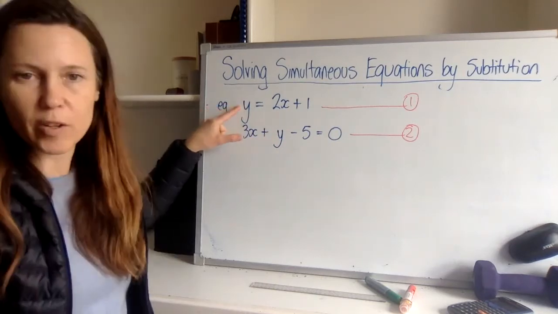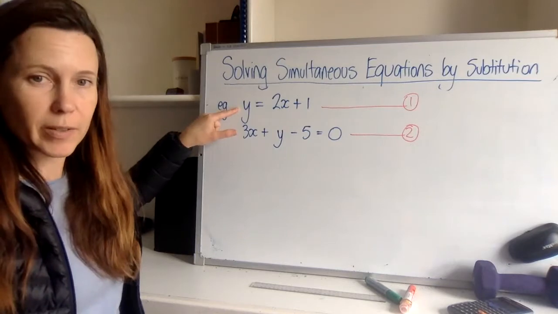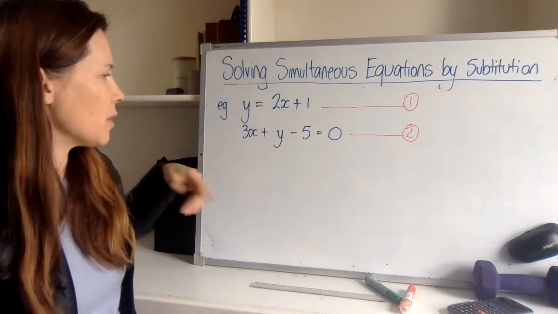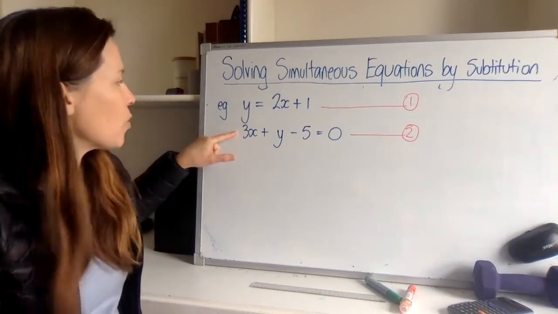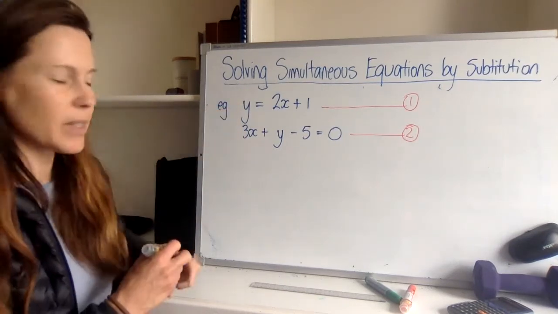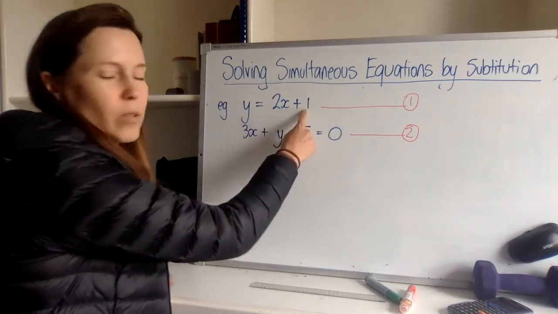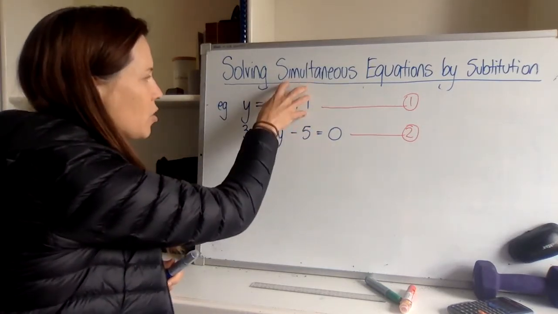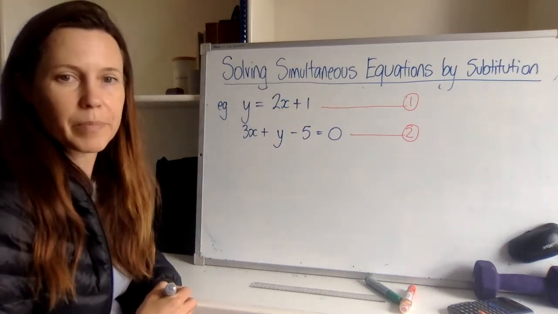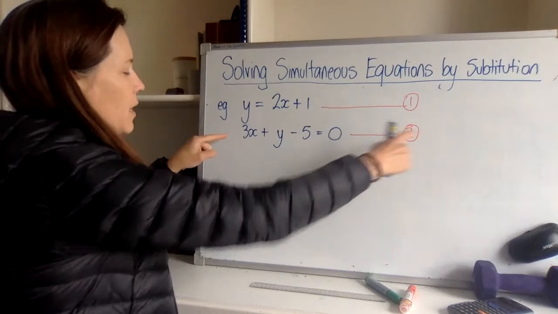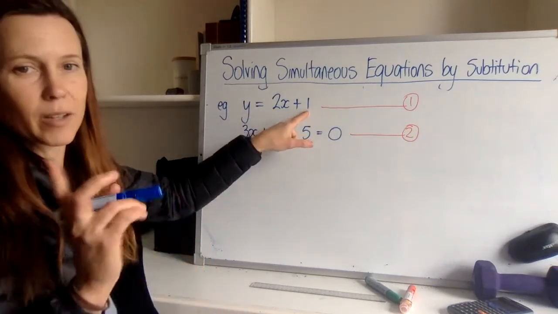Equation 1 has got a pronumeral by itself, y equals something. So the y is on its own, and it's equal to the 2x plus 1. But equation 2 doesn't. So we use the exact same method as before. Look for the one that has something by itself, the y is on its own here, and take what that y is equal to, the 2x plus 1, and substitute it into the other equation in place of the y. So think of it as rewriting the whole second equation, but don't write y, write what y is equal to.